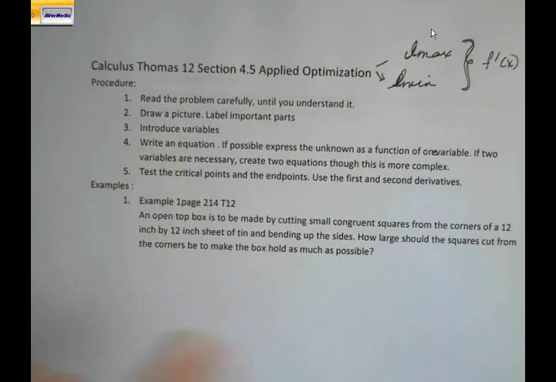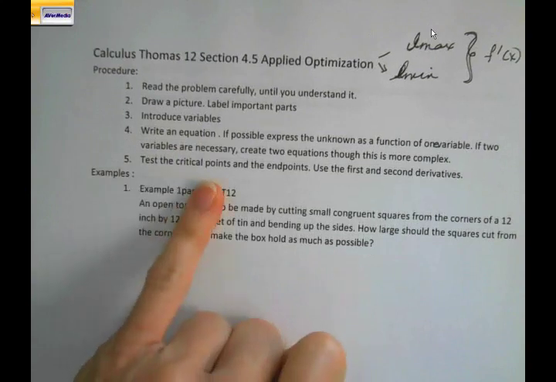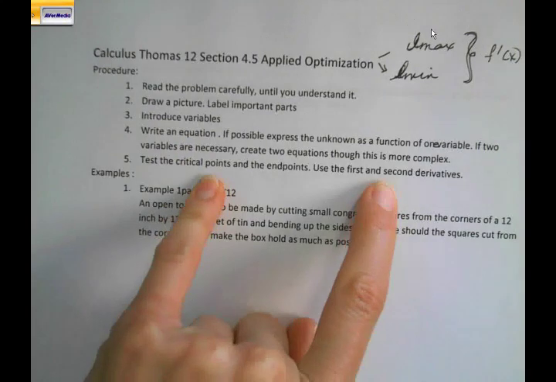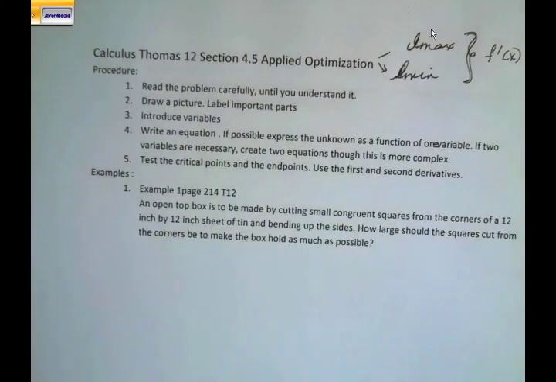And once you've created that equation, you come up with your critical points using the first derivative, and then determine if you're talking about a max or a min at that critical point to answer the question. So that's what optimization is all about.